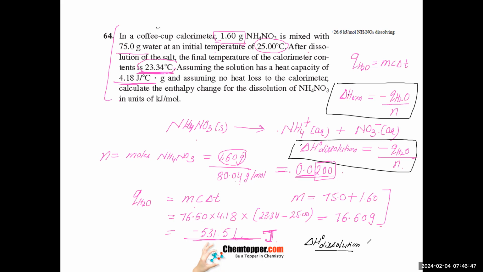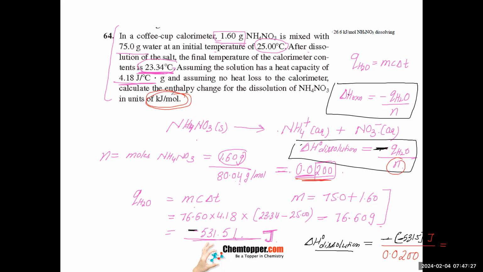Accordingly, you can give the name, and that is minus this, and then this, minus 531.5 joules. This is in joules, right? Divided by moles. Moles we calculated here: 0.0200. Get the answer, convert that into kilojoules because they are asking for the answer in kilojoules per mole.